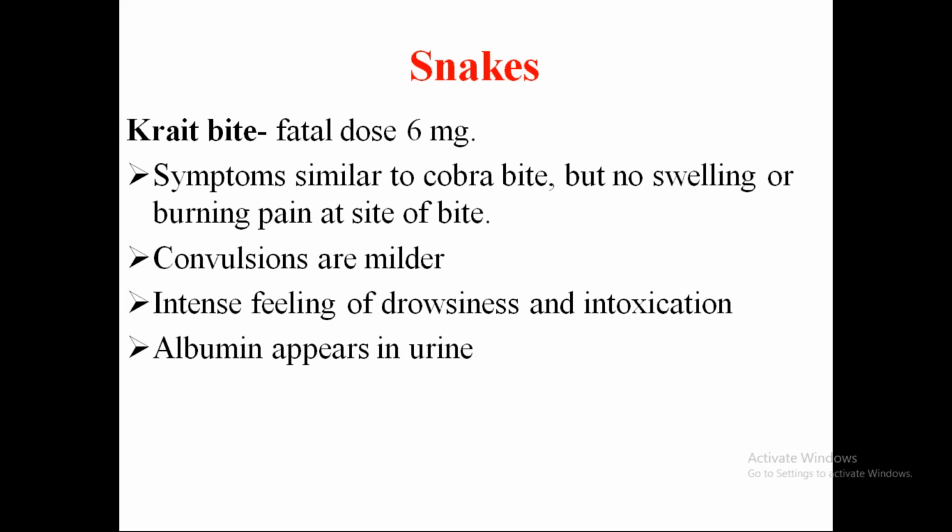Both are neurotoxic poisons. Both have local effects and systemic effects. The local effects of cobra bite are more of pain, oozing, and then swelling. In krait, there is no pain and no swelling. There is more ptosis, ophthalmoplegia, and paralysis of extraocular muscles in case of cobra bite, whereas in krait there are non-specific symptoms: convulsions are not severe, and there are shock symptoms like drowsiness, intoxication, and one more feature, albumin appears in the urine sample.